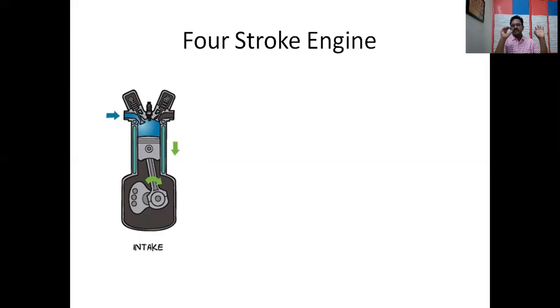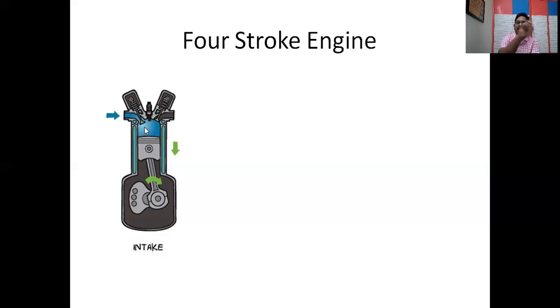So in this 4-stroke engine, first stroke, intake stroke, what happens? Stroke means the movement of the piston from one dead center to the other dead center. In the intake stroke, the piston moves from top dead center to bottom dead center. What happens when the piston moves from top dead center to bottom dead center? Inside the cylinder, some vacuum will be created. When vacuum is created, the inlet valve opens.